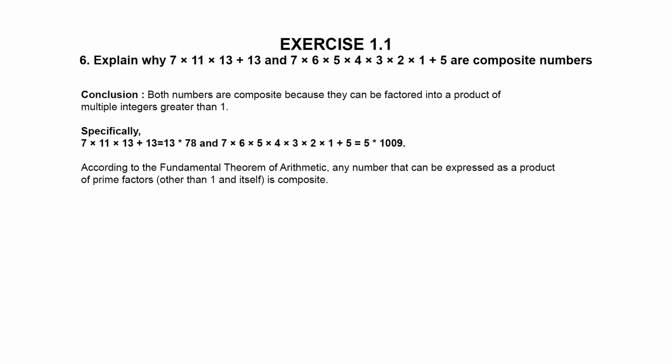Conclusion: both numbers are composite because they can be factored into a product of multiple integers greater than 1. Specifically, 7 × 11 × 13 + 13 = 13 × 78 and 7 × 6 × 5 × 4 × 3 × 2 × 1 + 5 = 5 × 1009. According to the fundamental theorem of arithmetic, any number that can be expressed as a product of prime factors other than 1 and itself is composite.